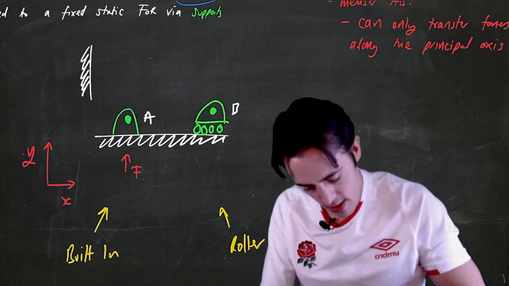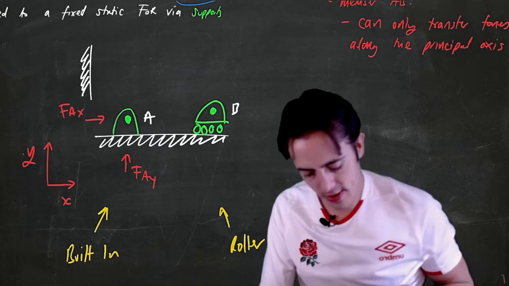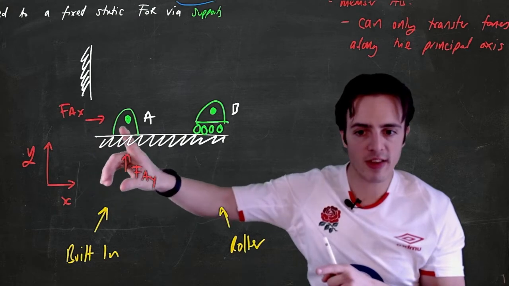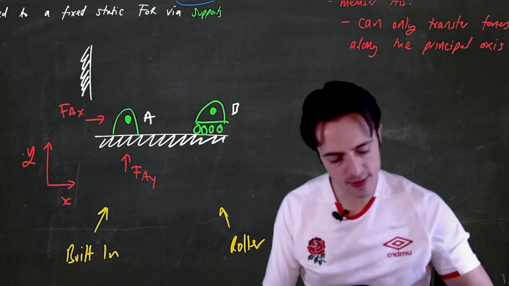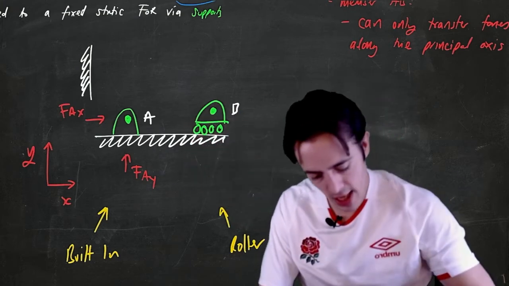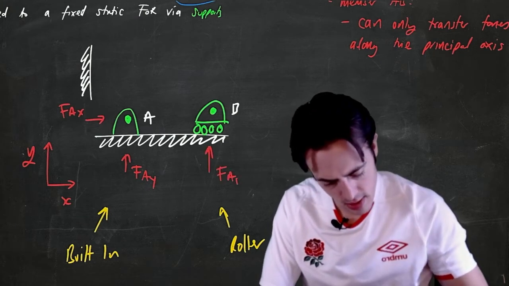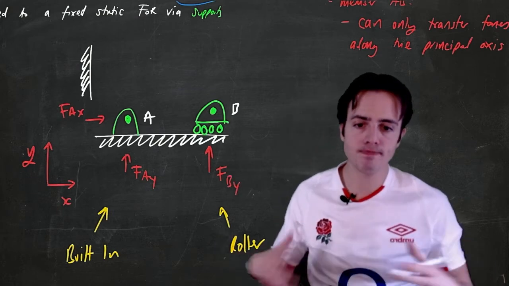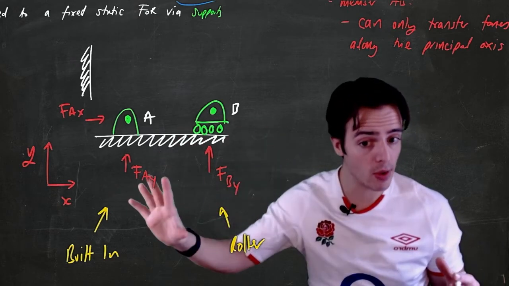I'd have FAY and FAX. I've drawn these just outside of the actual diagram itself, but these would be working and applied at joint A itself. One that's on a roller has freedom to move left and right laterally, so it would just have FBY in this sense. And then these are the forces that you would solve for using a free body diagram.